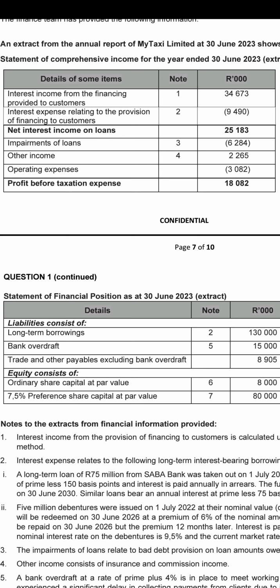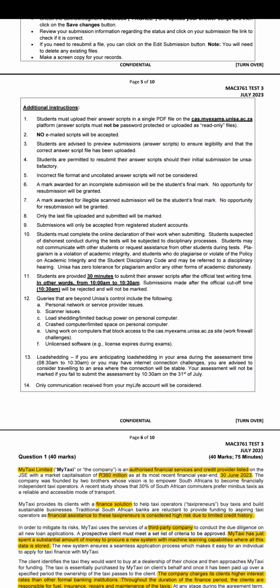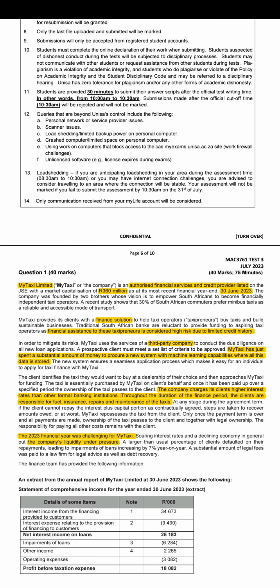Okay, well, I think that's enough time for you guys to think. So, interest income from the financing that's been provided to our customers. Let's think about it. What did we say at the very beginning of this? What is this industry? An authorized financial services and credit provider. So what is interest for a financial services and credit provider? What does interest represent for them?